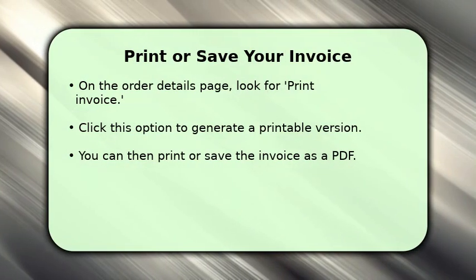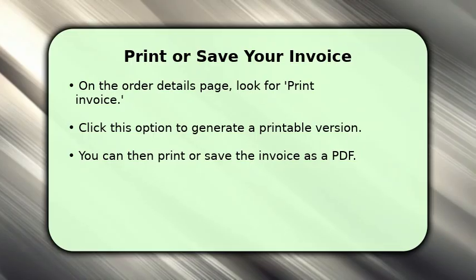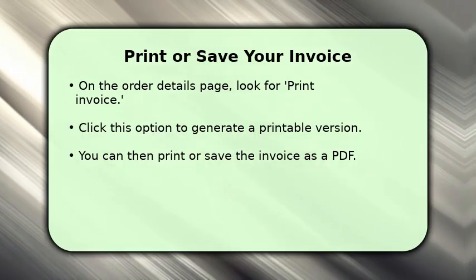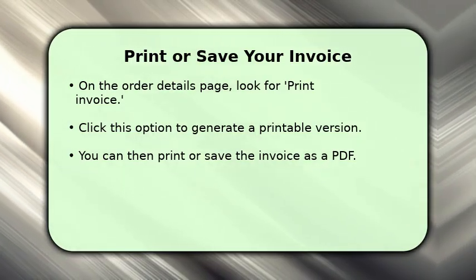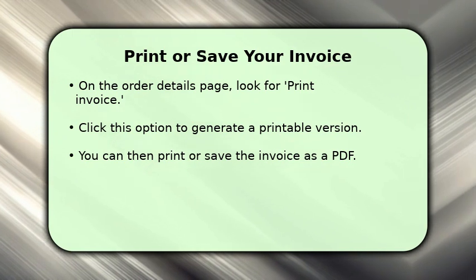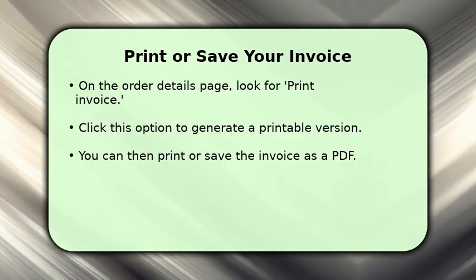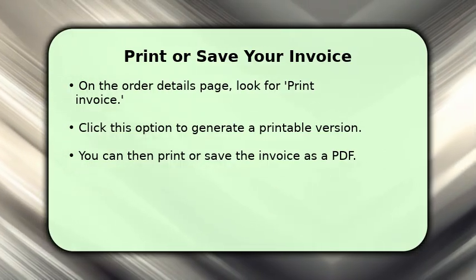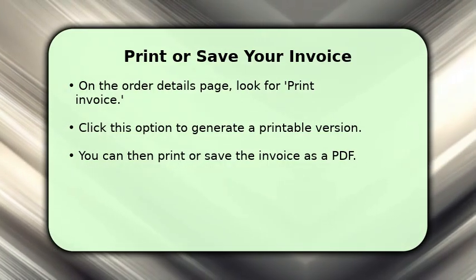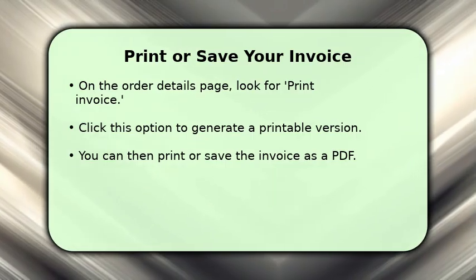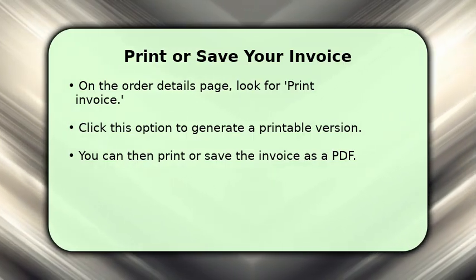Now that you are on the Order Details page, look for an option that says Print Invoice or something similar. Clicking this will typically open a new window or tab with a formatted invoice. From there, you can choose to print the document directly to your printer or save it as a PDF file to your computer. This gives you a digital copy for your records or for sharing.